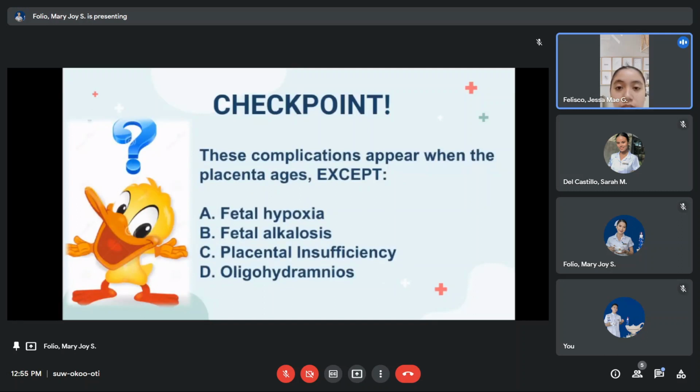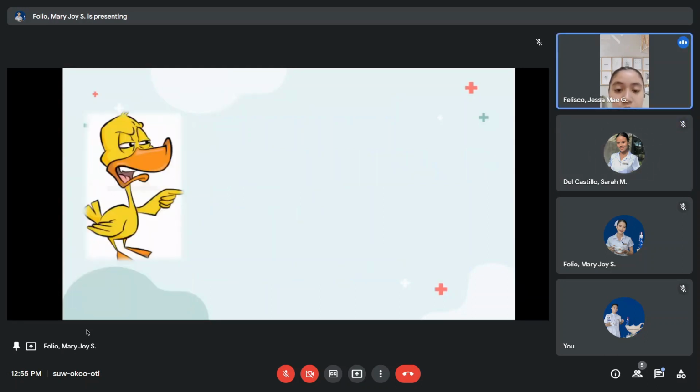Okay, last question. So these complications appear when the placenta ages, except A. Fetal hypoxia, B. Fetal alkalosis, C. Placental insufficiency, and D. Oligohydramnios. I think the answer is letter B, fetal alkalosis. Okay, let us check. Okay, the answer is letter B, correct. This is fetal alkalosis. Next one, please.